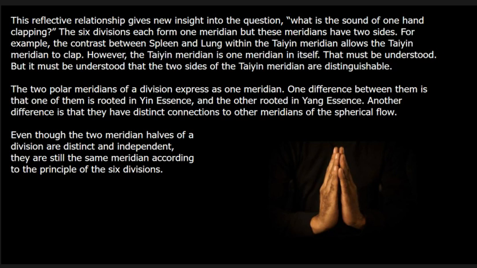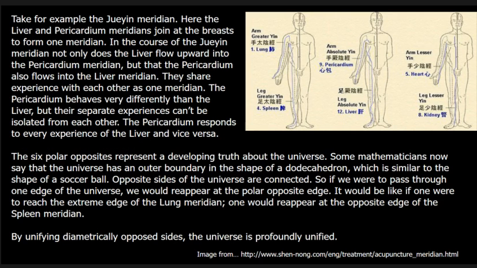The 2 polar meridians of a division express as one meridian. One difference between them is that one of them is rooted in Yin essence and the other rooted in Yang essence. Another difference is that they have distinct connections to other meridians of the spherical flow. Even though the 2 meridian halves of a division are distinct and independent, they are still the same meridian according to the principle of the 6 divisions.